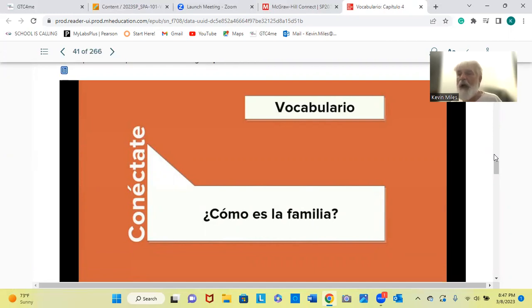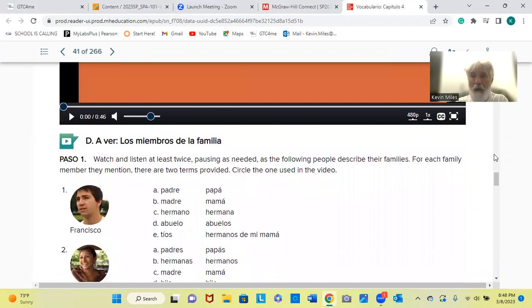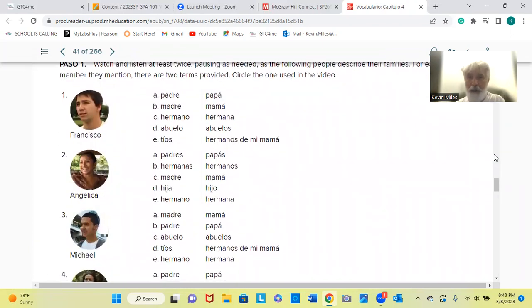So there's your vocabulario. And so the vocabulario that you need to know the terms for the family members. How do you say mother? How do you say father, sister, brother? How do you say children? How do you say siblings? How do you say aunt, uncle, cousin? Okay, so please look at those terms. By now you should know them.